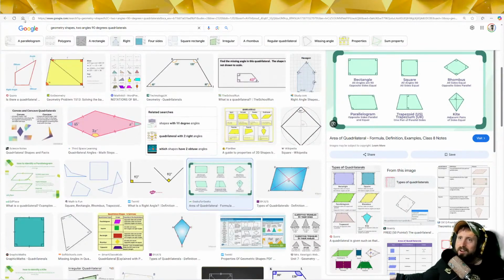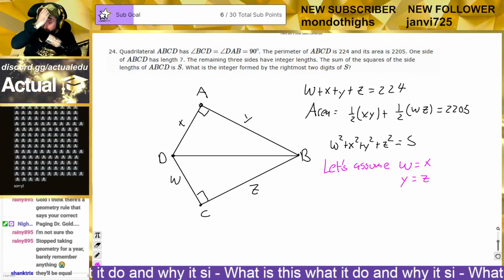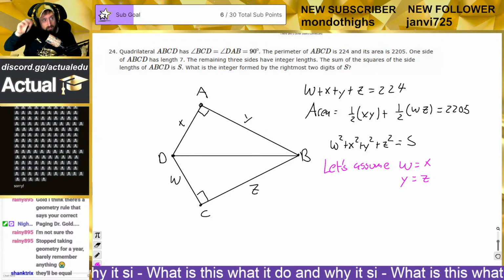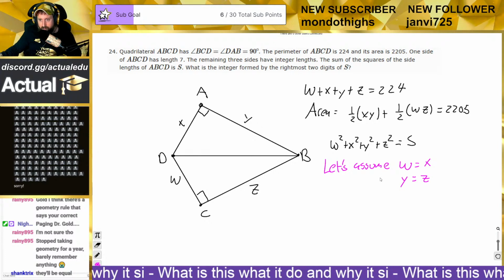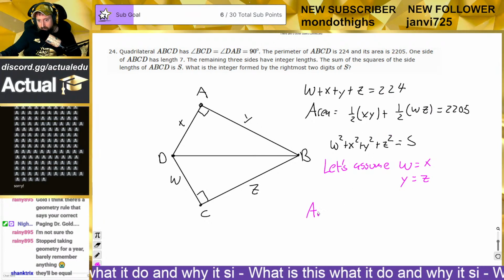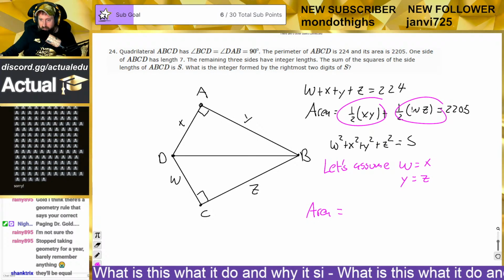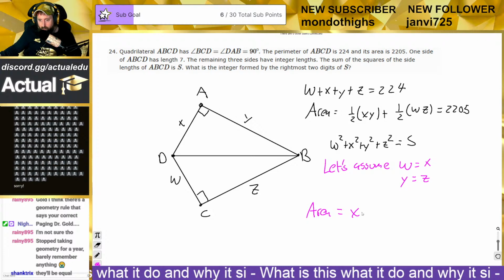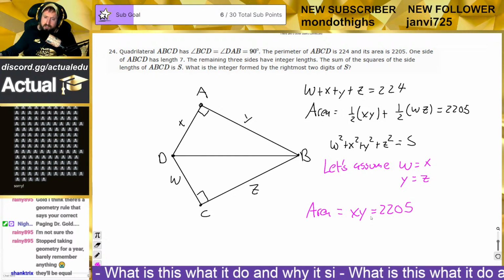So, okay. For now, if you're taking a math competition, you have to start making some assumptions. Otherwise, it's going to go bad. All right. So let's assume that they're the same. Okay. So then our area, this is going to be the same thing as this. So we're going to say that XY is equal to 2205.